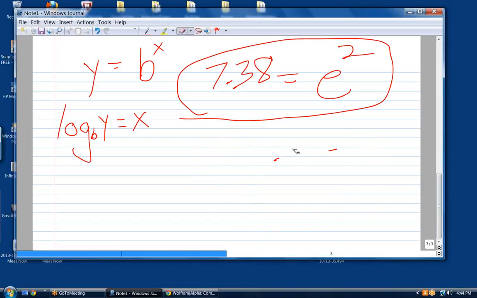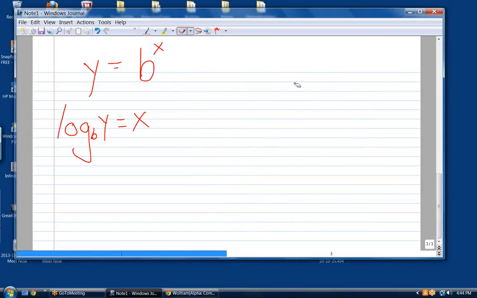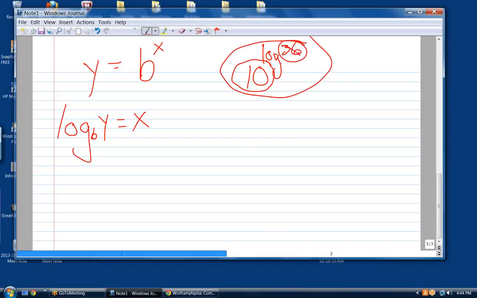So, next one, find the exact value of each expression. Okay. So one of them, 10 to the power of log 36. If I take a number and raise it to an exponent that's a logarithmic function, and it has the same base, because you didn't give me a base, we're assuming the base of this is 10, this whole answer equals this part right there, 36.